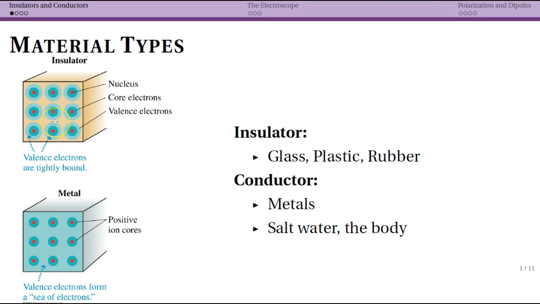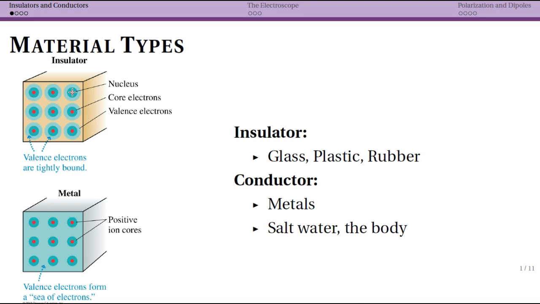But the valence electrons themselves in an insulator are still fairly tightly bound to the nucleus, so electrons aren't able to move from the valence of one atom into another. And for an insulator, this looks somewhat like a crystal in that these are arranged in an orderly fashion, but you can think about these being atoms within molecules as well, and then the molecules are arranged in however.